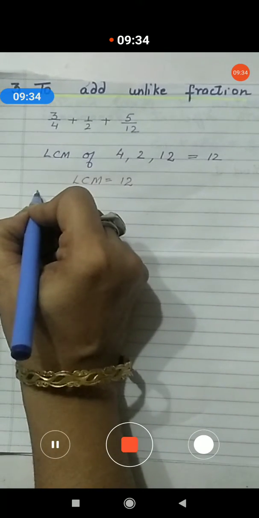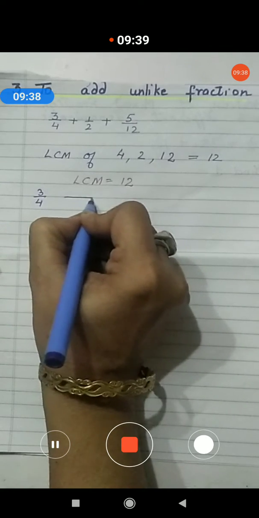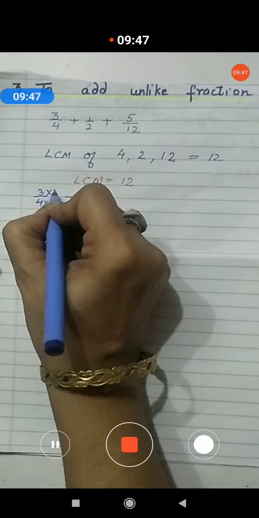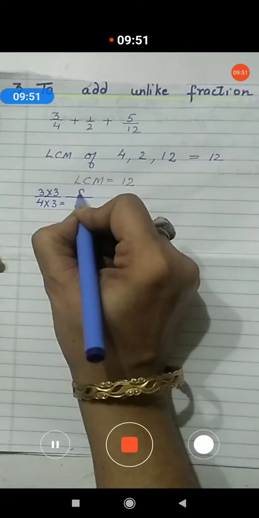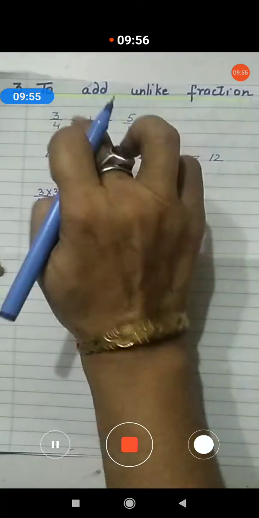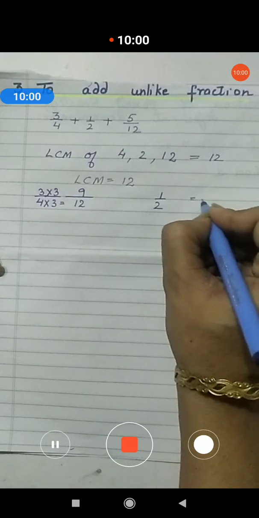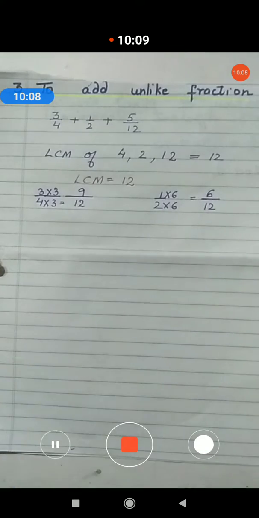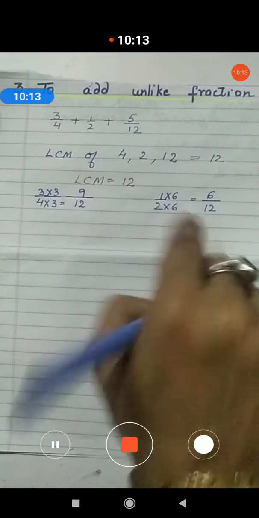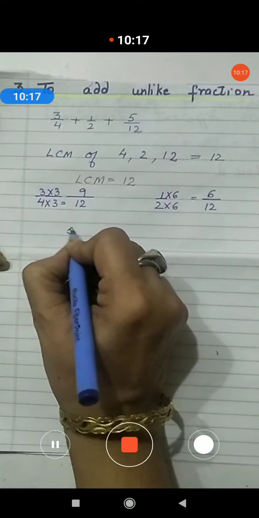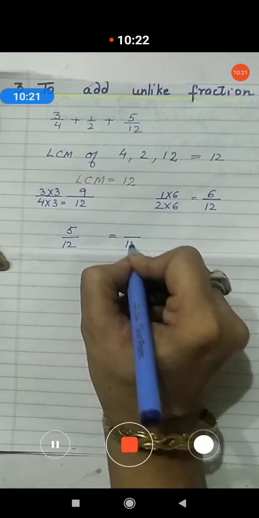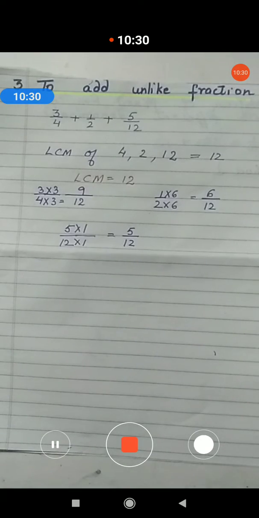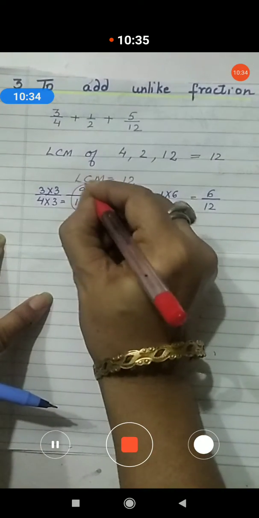So let's take the first one, 3 upon 4. Now we know our LCM is 12. So 4 3s are 12. Similarly 3 3s in the numerator also, so we are having 9 upon 12. Clear? Then let's see 1 upon 2. LCM is 12. So 2 6s are 12, similarly 1 6 is 6. So 6 upon 12. Okay. Now we are not going to reduce this over here. Now we are left with 5 upon 12. LCM is 12. So 12 ones are 12. Similarly 5 ones are 5. So this will be 5 upon 12. So we have received this value and this value.